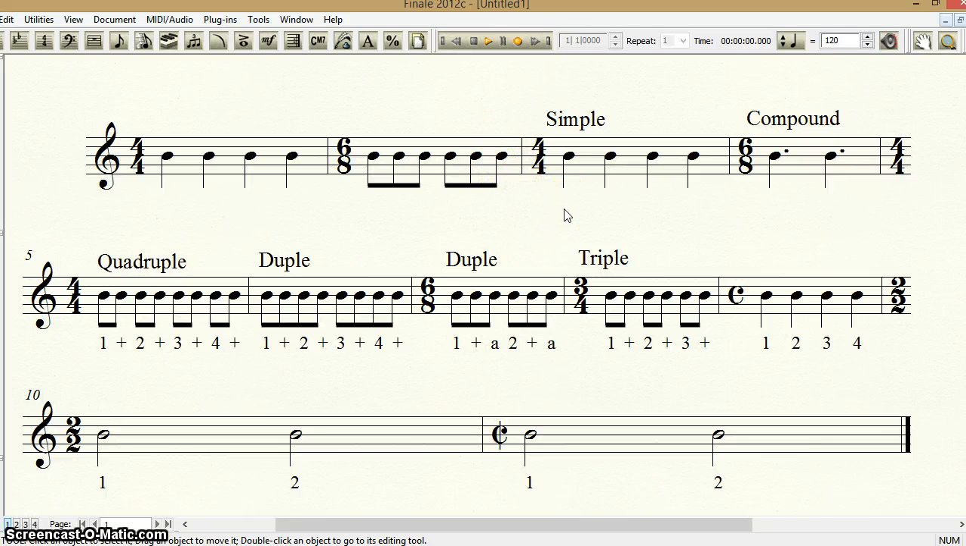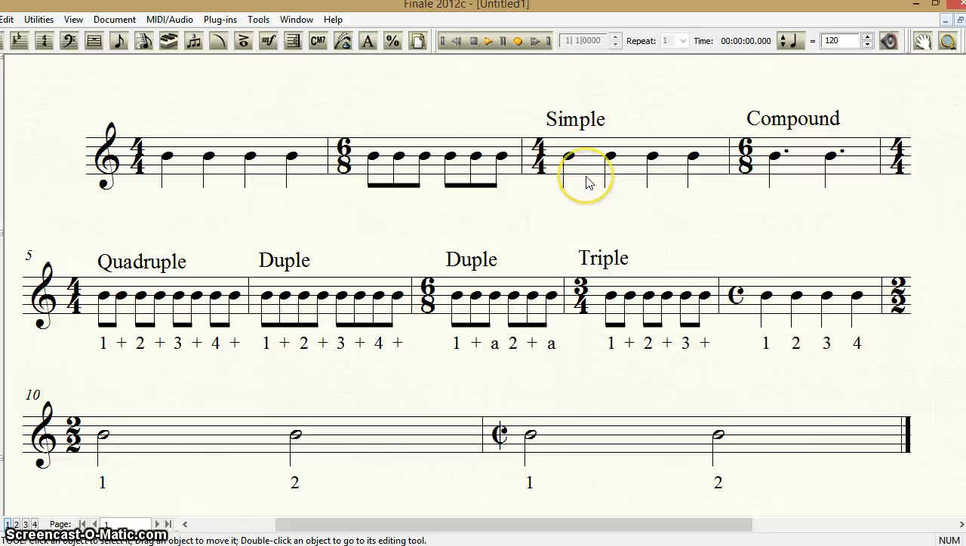Now, the first classification of meter that we'll talk about is simple versus compound. The easiest way to tell if something's simple or compound is: is there a dot in whatever the beat unit is? In this case, it's a quarter note, and there's no dot, which means it's a simple meter. On the other hand, this is a compound meter, and there is a dot.